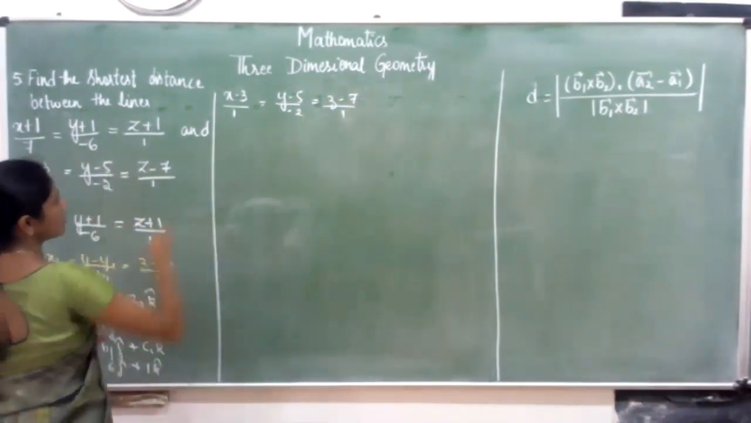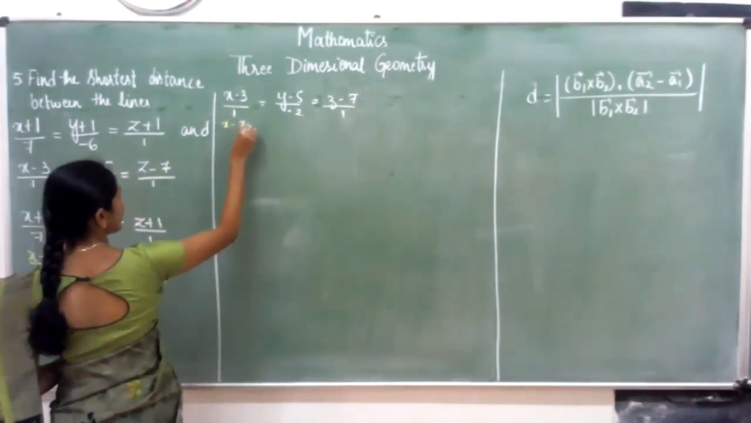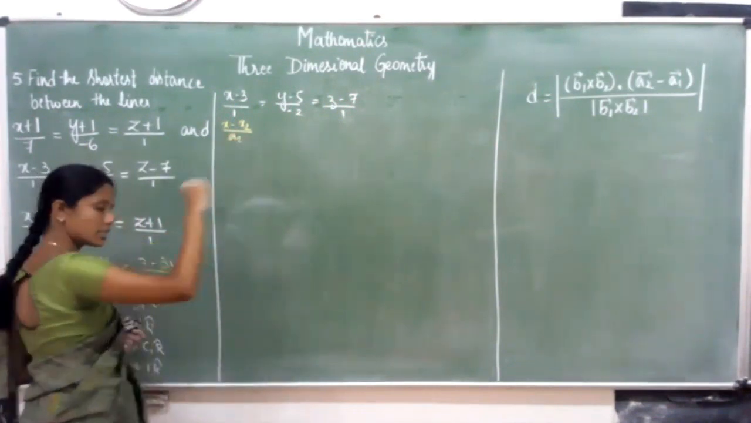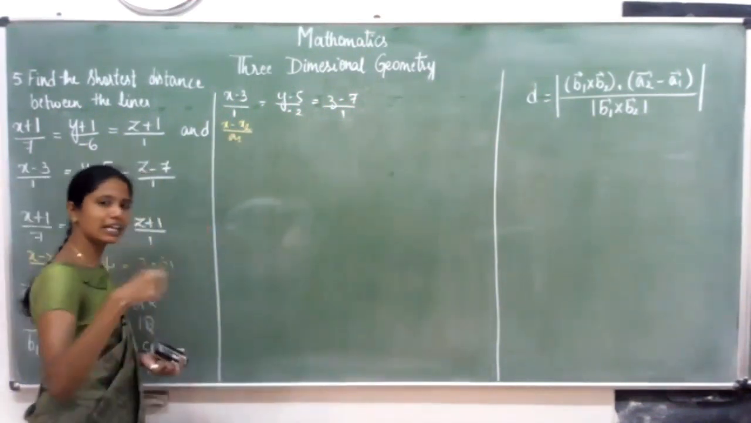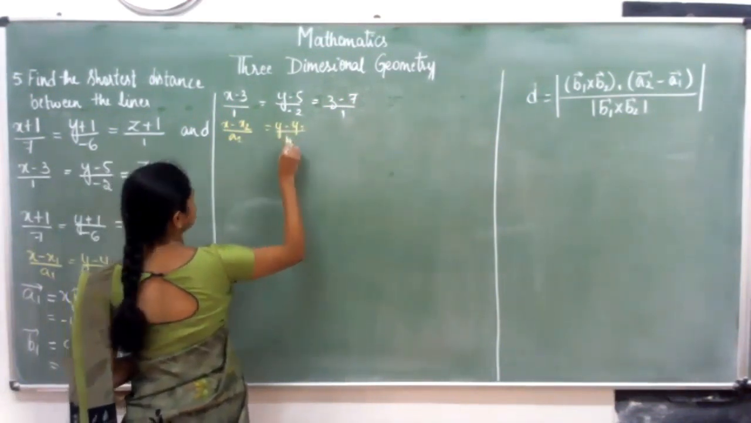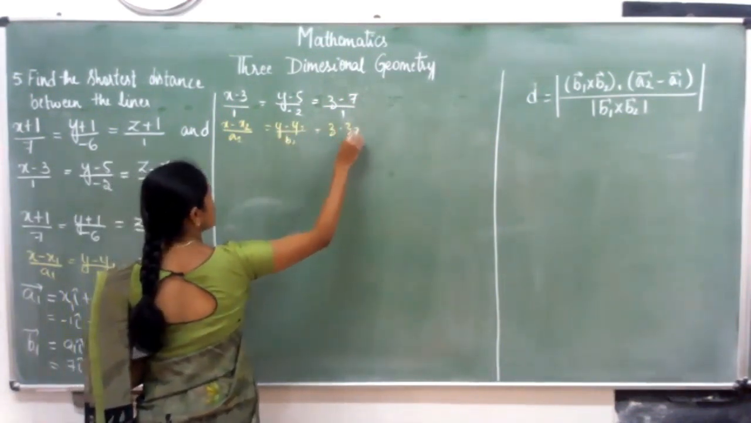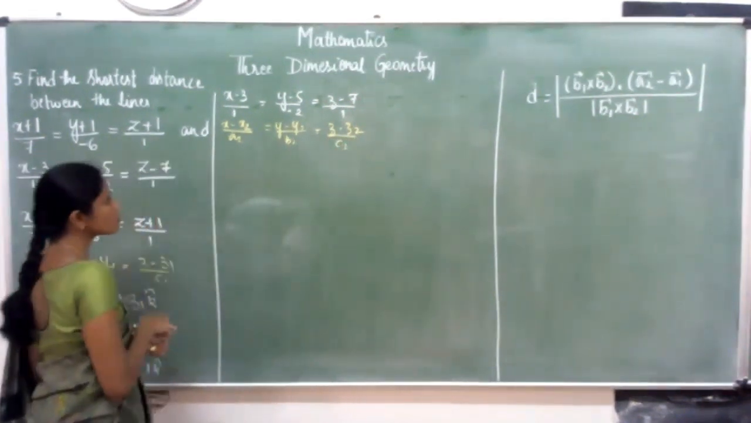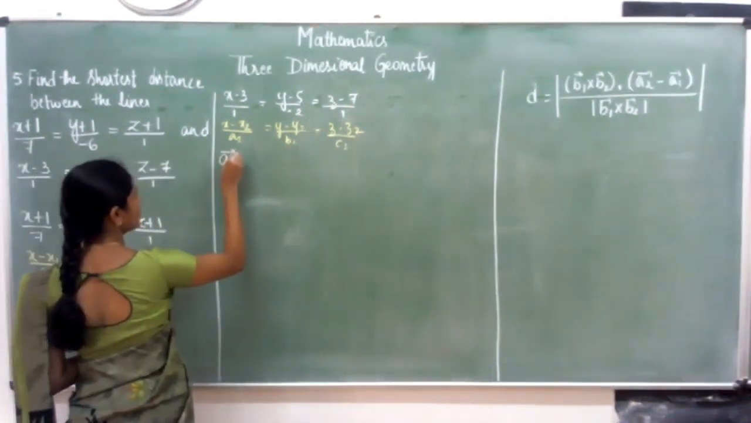So this is in the form of (x − x2)/a2, because it is the second equation. We'll be writing it as x2 and a2, so (y − y2)/b2 and (z − z2)/c2. So from this, can you tell me what is vector A2?